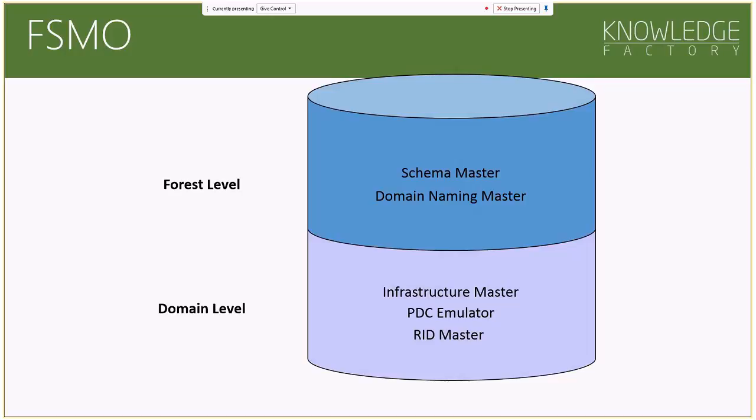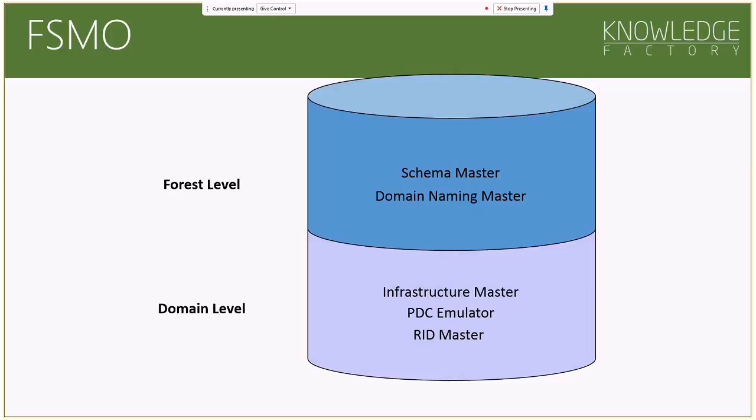misinterpret this. If you have a single domain forest, a forest that contains a single AD domain, there will be no phantoms. And so the infrastructure master has nothing to do. So you can place the infrastructure master on any domain controller in the domain.